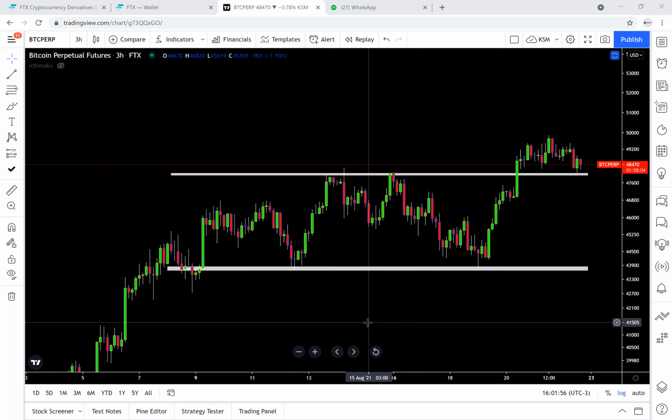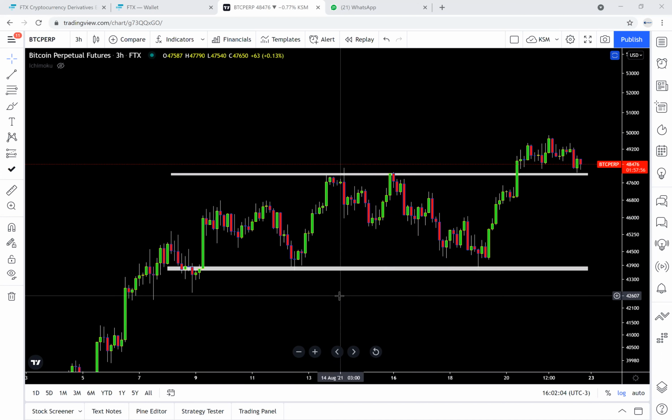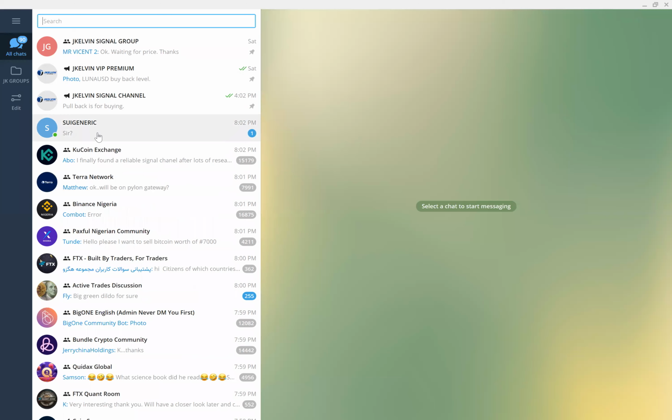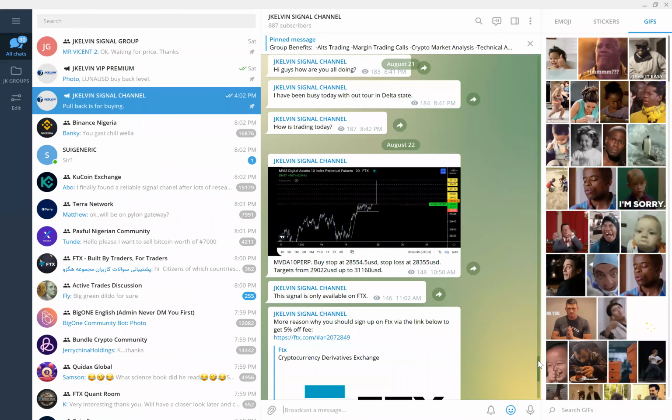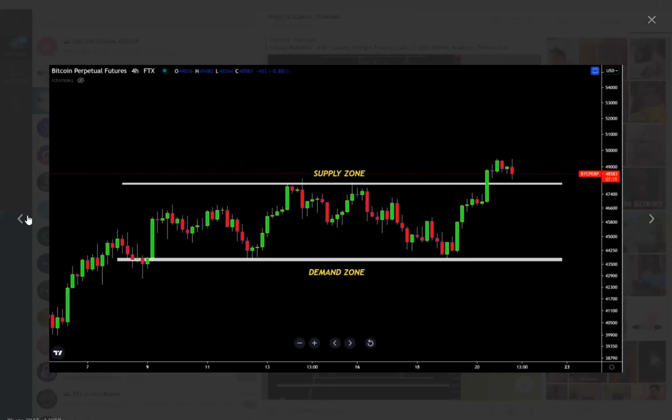What I want to do today is a short update on BTC USD, and I quickly want to talk about the levels which I've been looking at for some time. I dropped that level on my signal channel, let me share that, which is here. So I dropped that signal here.